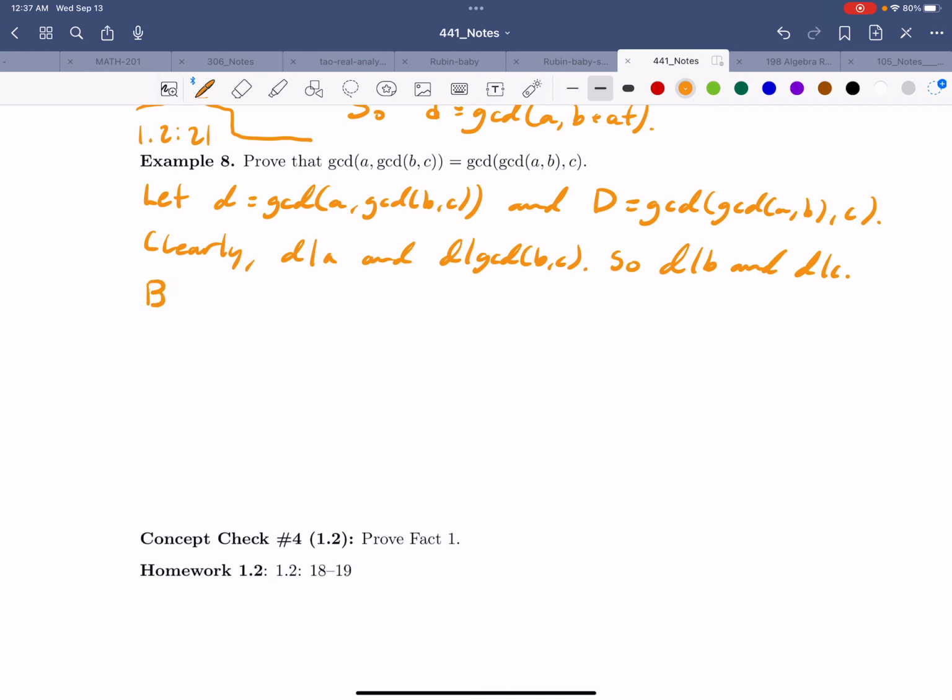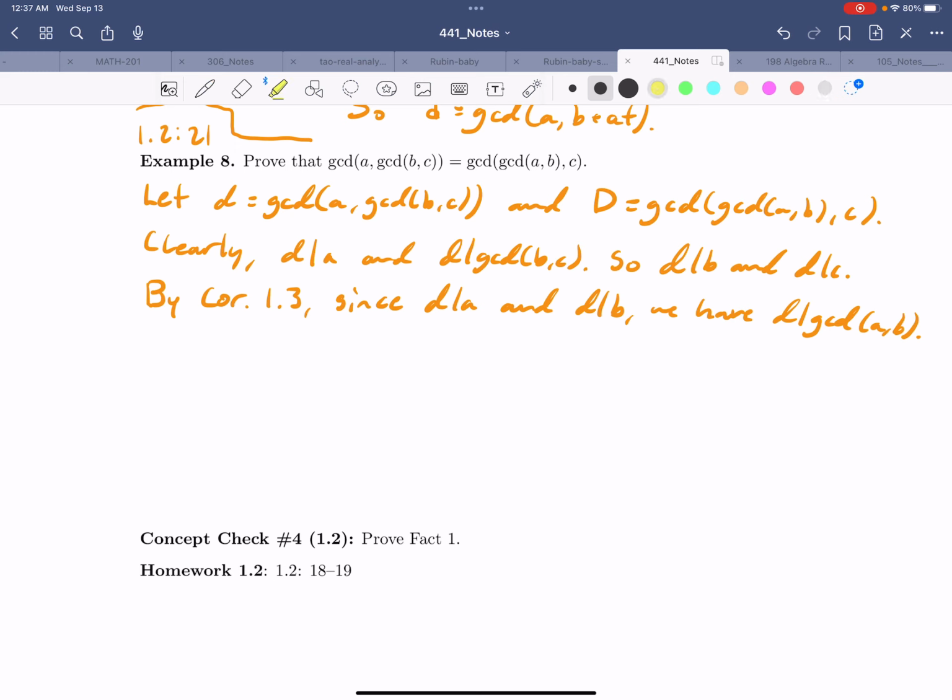Okay? Here's the second crux of the problem. By corollary 1.3, since d divides A and d divides B, we have that d divides the GCD of A and B. Okay? Well, if d divides C and d divides the GCD of A and B, well then d is at least in the running to be the GCD of this guy, right? Because it divides both of them. Okay?